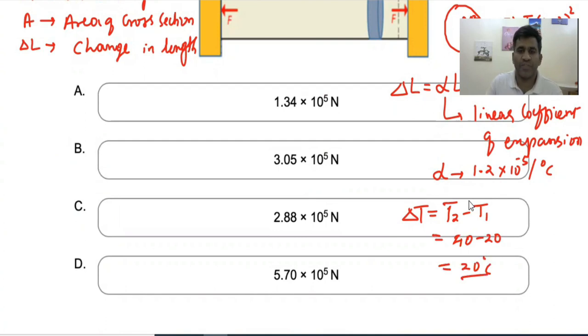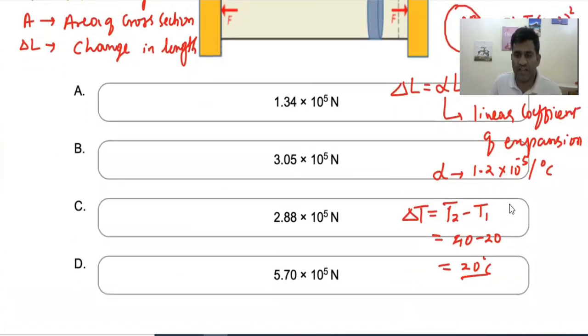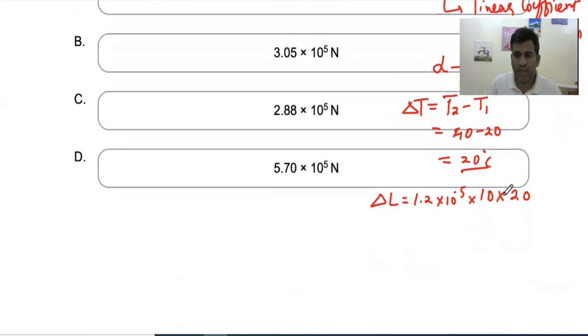Substitute all these values in the above formula and you'll know the value of delta L. So delta L, the change in the linear expansion, can be written as 1.2 into 10 to the power negative 5 times the initial length L naught, which is 10, times the change in the temperature, which is 20. If you substitute all these values in the calculator, you'll get 2.4 into 10 to the power minus 3 meters. So this is the change in the length.